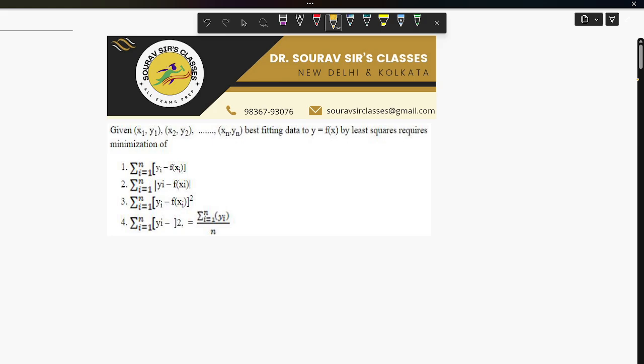Okay. So now we are going to solve a problem which appeared in the CUET Data Science question paper, and the question is telling us that given x1 y1, x2 y2, ... xn yn be the best fitting data of y equals fx by least squares requires minimization of. There are four options here. So the first thing we have to think about is what the least square requires.